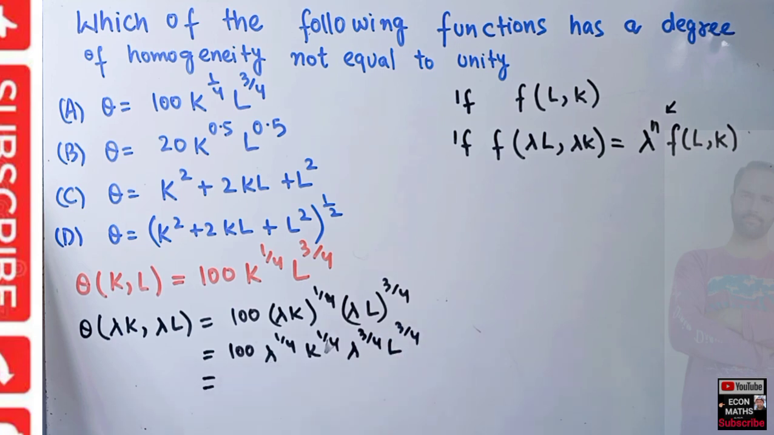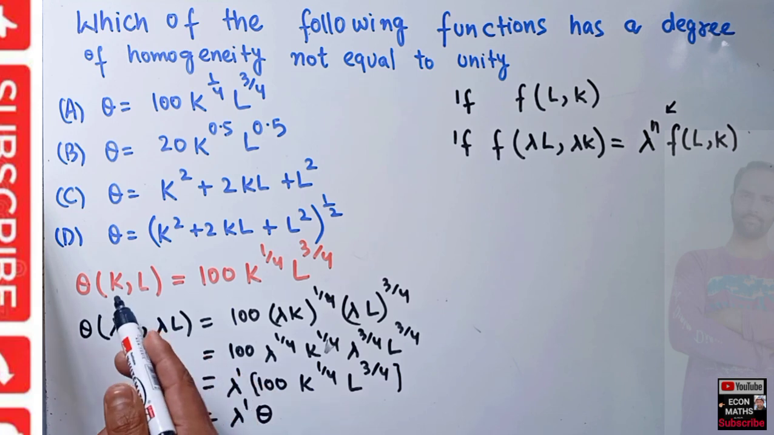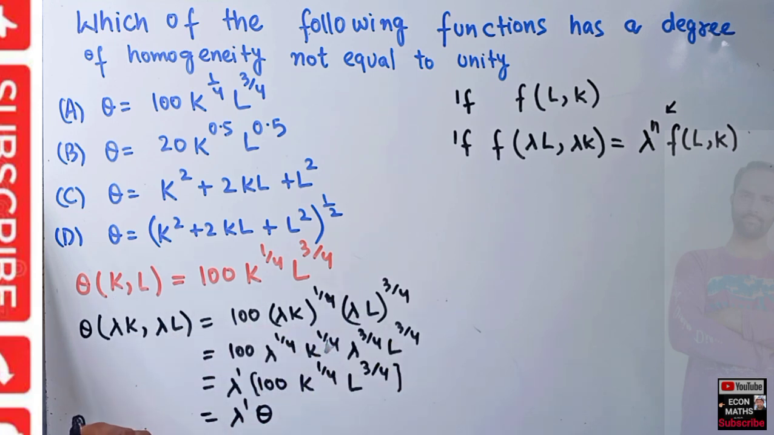We can add up the exponents of lambda, so it becomes lambda to the power 1/4 plus 3/4. Bases are the same, so we can add up the exponents. It becomes only lambda raised to the power 1, and we are left with 100 K^(1/4) L^(3/4). I hope you understand what I am doing here. So this whole stuff is equal to Q, because Q is this stuff. That means Q(lambda K, lambda L) comes out to be lambda^1 Q. So this first function is homogeneous of degree 1.